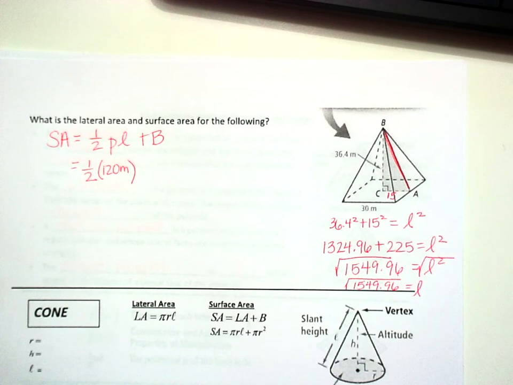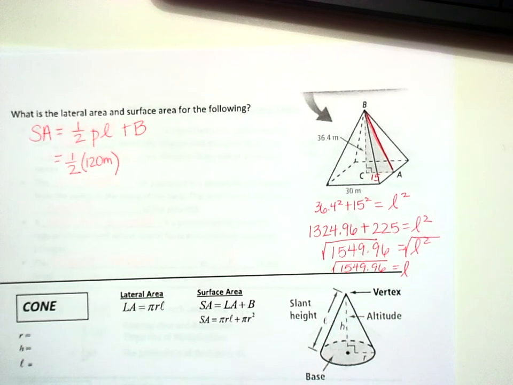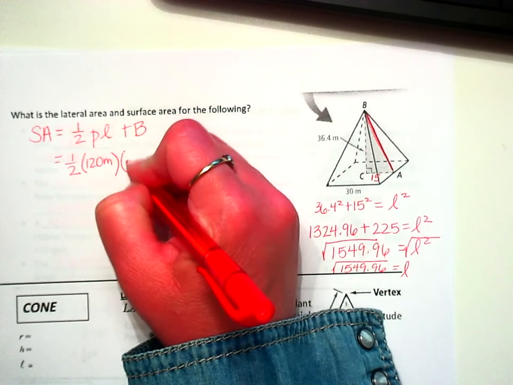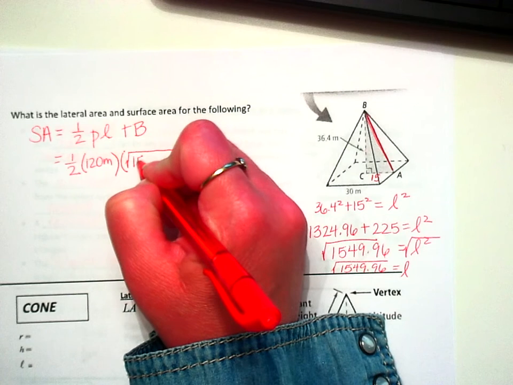Now, that's not a pretty number, okay, but it works, okay? That's what we're going to use. If I take the square root of it, it's going to be a decimal that runs off my calculator, so I'm just going to leave it right like this. That is my slant height. I will plug that in for my slant height.